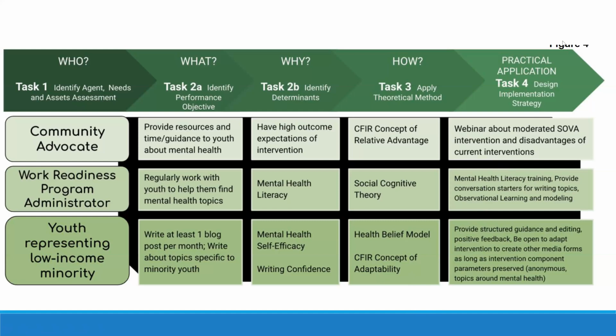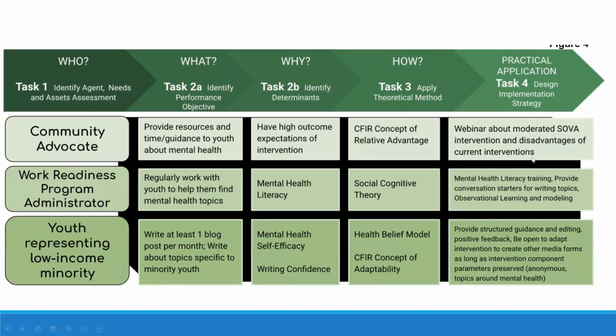So now we know what theories we need, and how can we practically use those theories to develop an implementation strategy. Okay, so if we want people to feel like something is better than something else, then maybe we want these community advocates to really feel like SOVA is better than these other websites. And we want to have a webinar where we talk to them about, hey, here's what SOVA is, and here's what's wrong with these other things, okay?